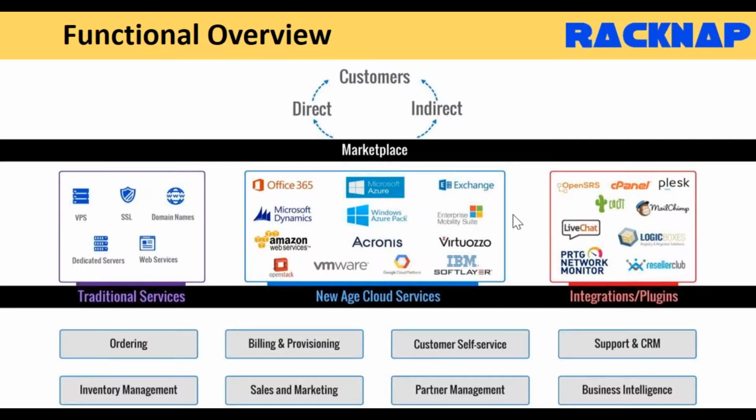So to summarize this section here, RackNav is able to combine traditional services with the new age cloud services to offer to end customers in one place. That's why it's a unified platform helping to bring everything together. It's an aggregation platform. It's a cloud brokerage platform helping to bring services together under one umbrella.